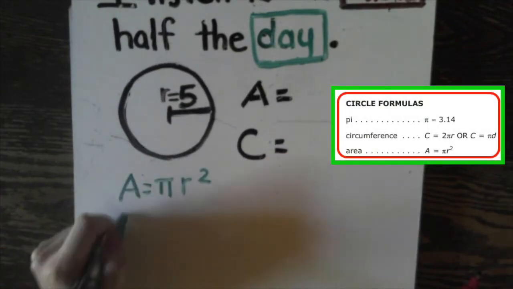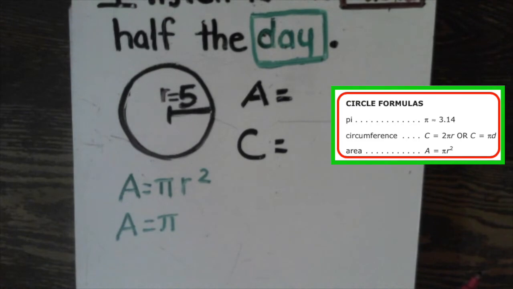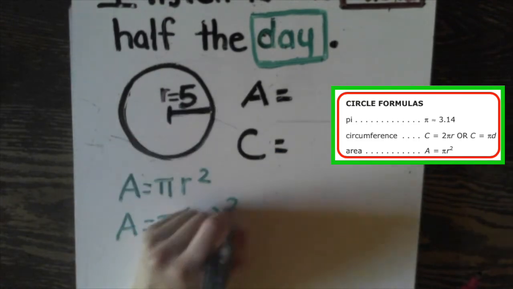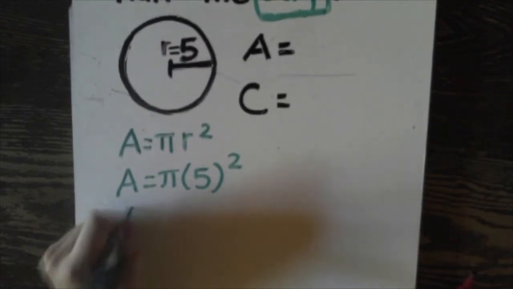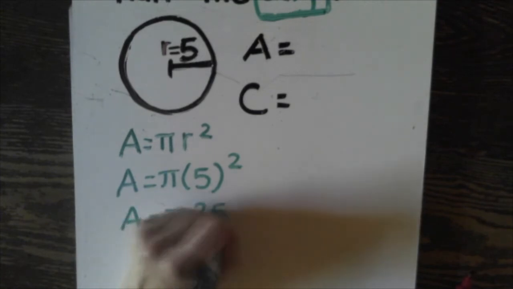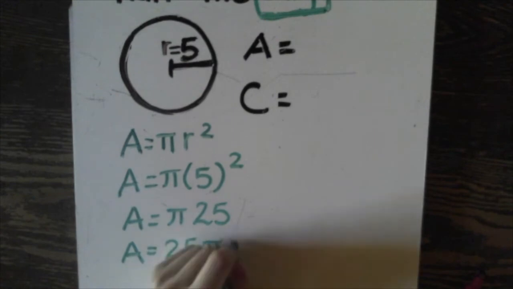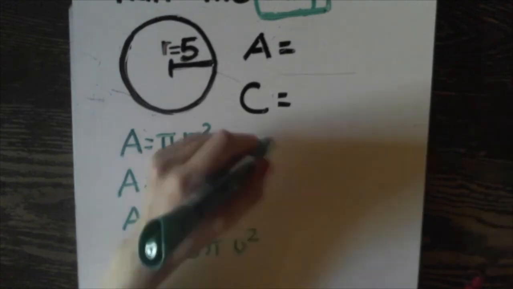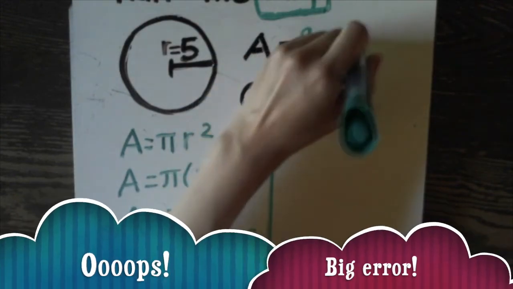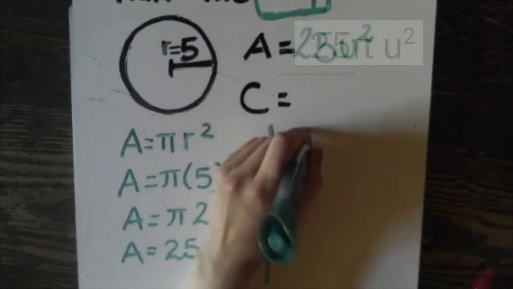To find the area, I use my area formula, pi r squared, where r is 5. Now 5 squared is 25, and I am going to rewrite my answer as 25 pi square units. It is really important to include the pi. Please include the pi, don't make the same mistake I did.